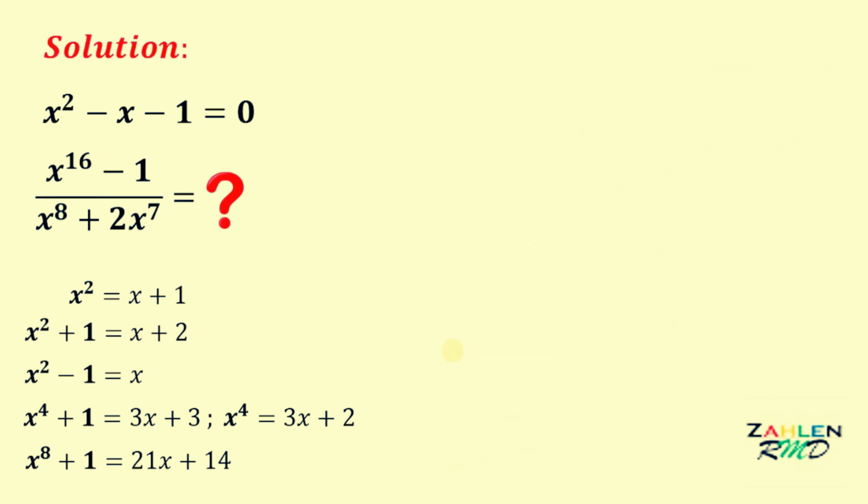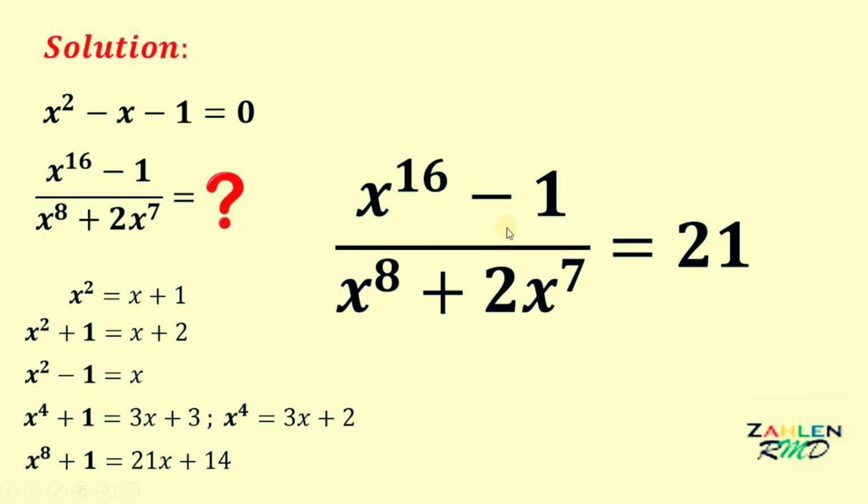Therefore, the value of our expression, x raised to 16 minus 1 all over x raised to 8 plus 2x raised to 7, must be equal to 21. And we're done.